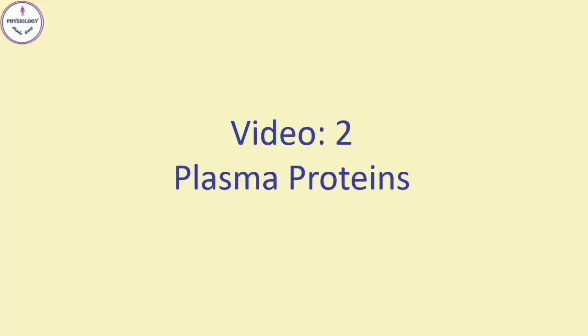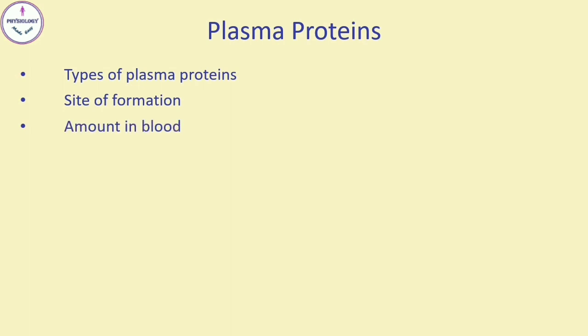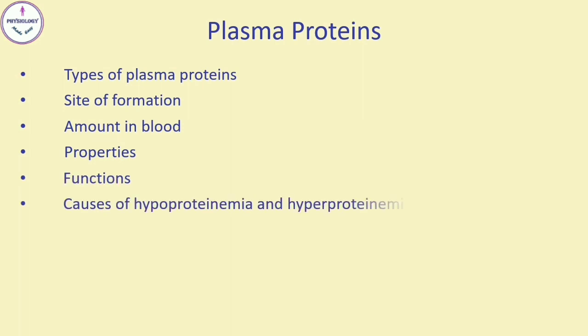This is second video in this series in which we will understand plasma proteins. The topics covered in this video are types of plasma proteins, site of formation of plasma proteins, their amount in blood, their properties and their functions, and lastly, causes of hypoproteinemia and hyperproteinemia. So let's start the topic.